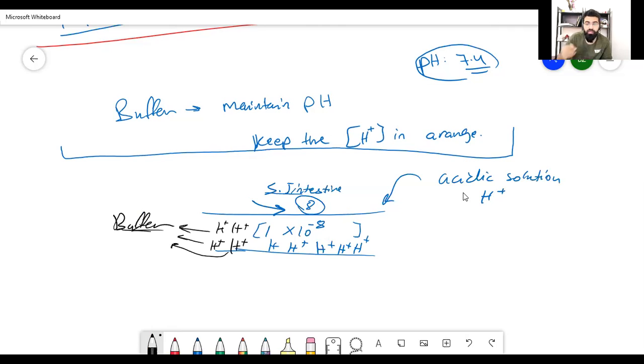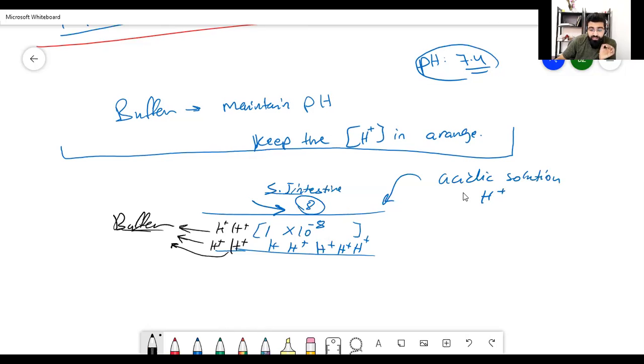We know that the H plus, if it's increased, changes the pH. So the buffer removes the excess H plus from the solution in the small intestine, removing its effect. You agree with me? So basically it balances, like balancing equations. Stay with me step by step because we have three minutes left.